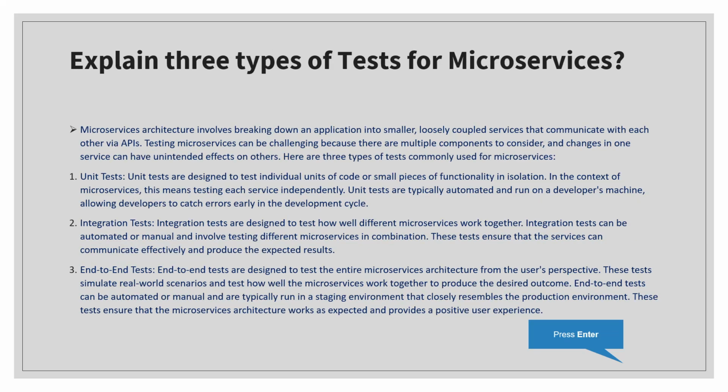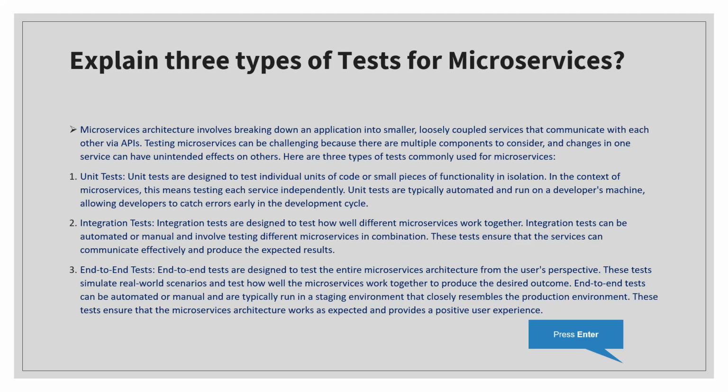So moving forward, explain three types of tests for microservices. Microservices architecture involves breaking down an application into smaller, loosely coupled services that communicate with each other via APIs. Testing microservices can be challenging because there are multiple components to consider, and changes in one service can have unintended effects on others. Here are three types of tests commonly used for microservices.